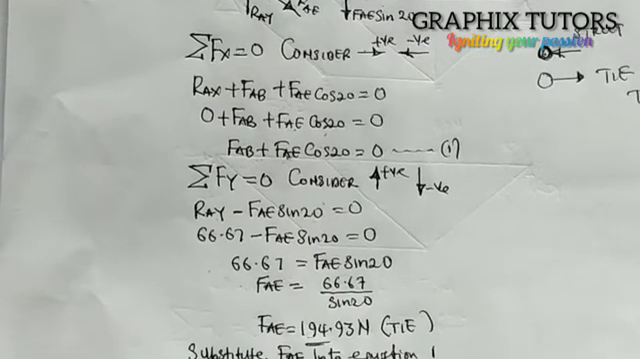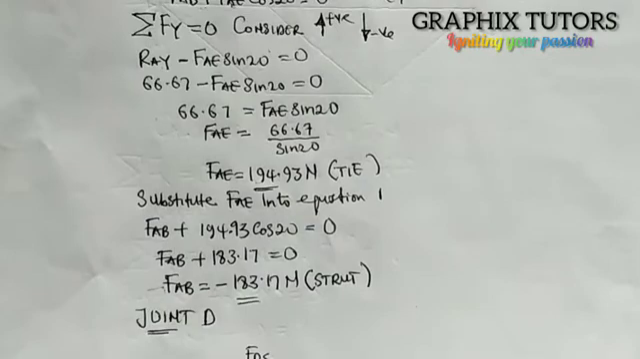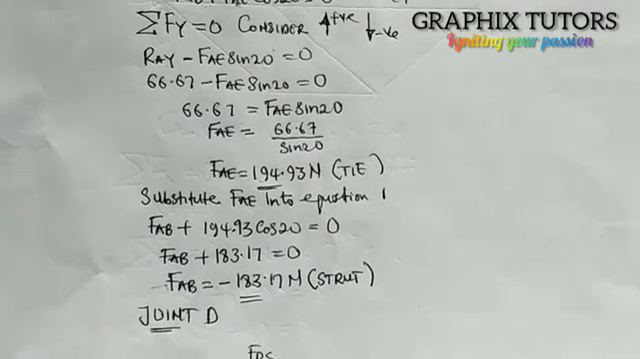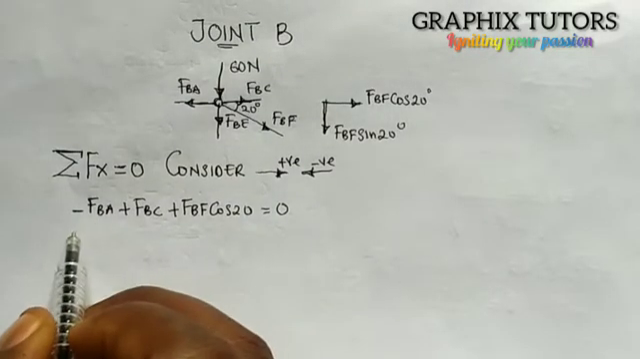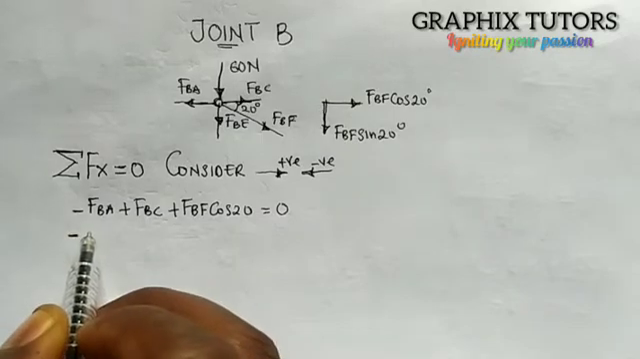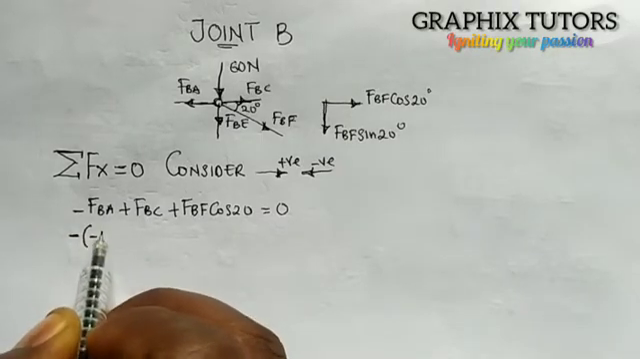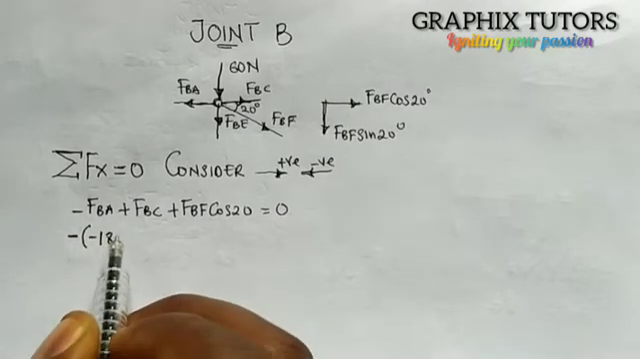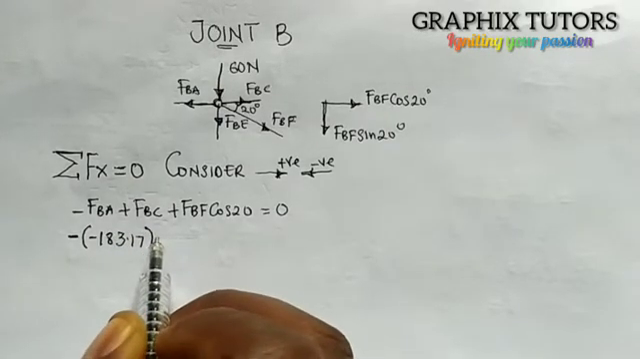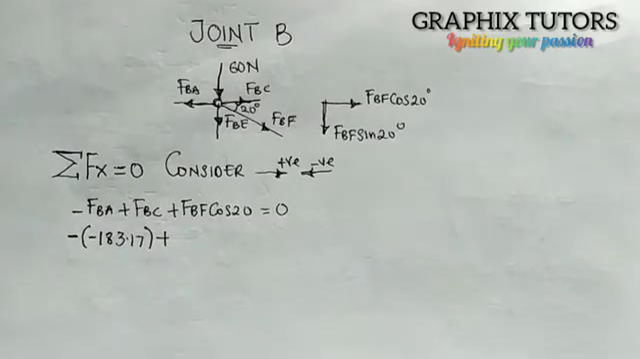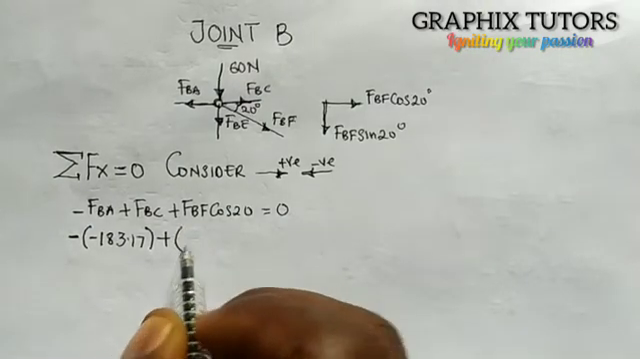FBA is equal to what? FAB, and this is it here. FAB is minus 183.17. There's already a negative there, so I will have minus 183.17, right? Plus FBC. Now the FBC that we have here is given to be, let's look for that.